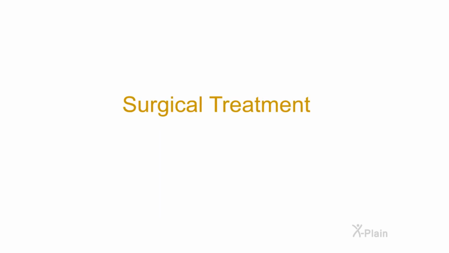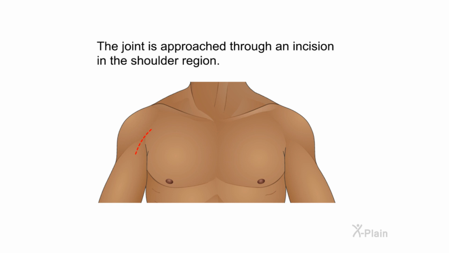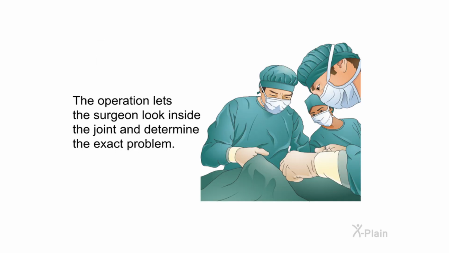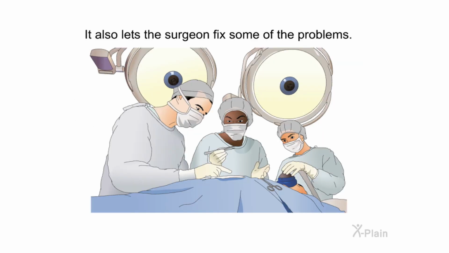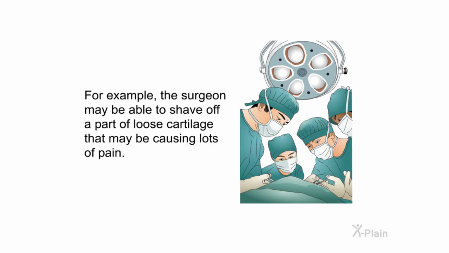Surgical treatment. The joint is approached through an incision in the shoulder region. The operation lets the surgeon look inside the joint and determine the exact problem. It also lets the surgeon fix some of the problems. For example, the surgeon may be able to shave off a part of loose cartilage that may be causing lots of pain.